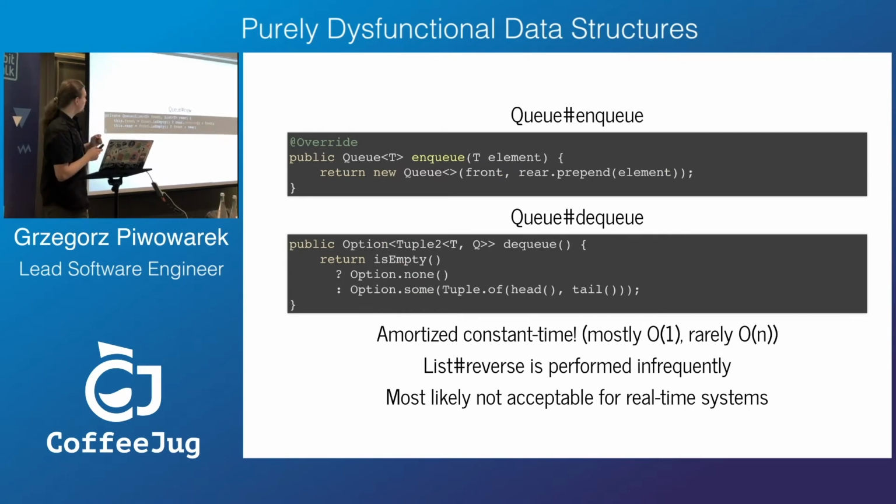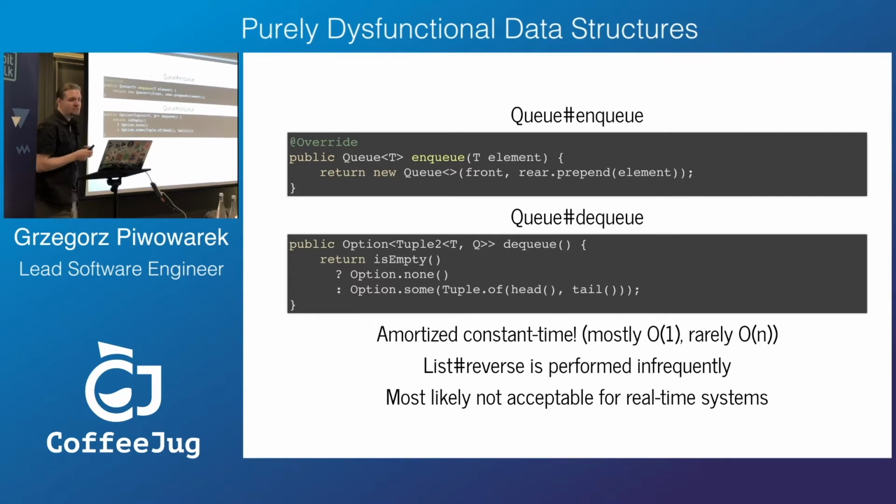So the trick is that at some point, you need to reverse elements and move them from one queue to another. So the enqueue operation is just a prepend, which only adds an element to one list, at the front. And if you dequeue, you take it from the other one. But here's the problem. I told you that this is a constant time operation. Well, it's almost, because it's amortized constant time, which means it's constant time, but not really.